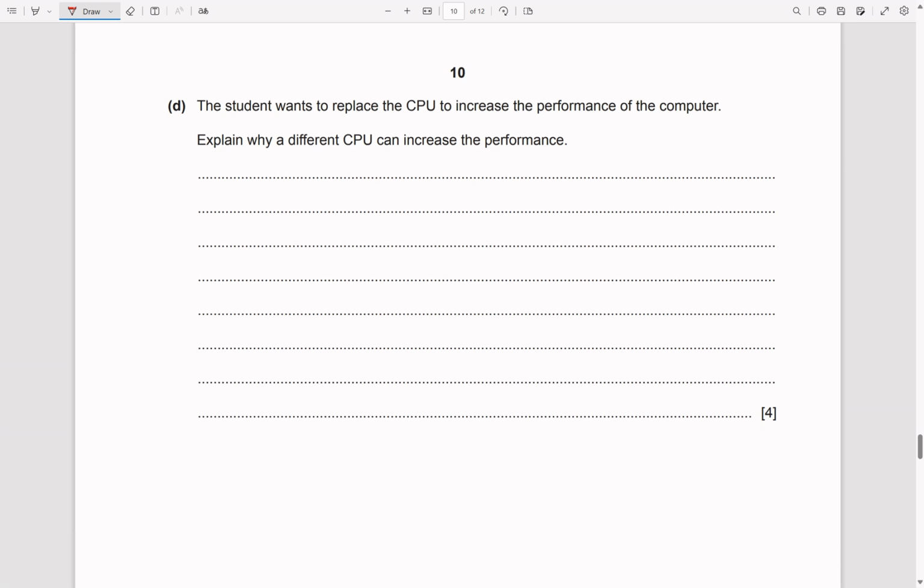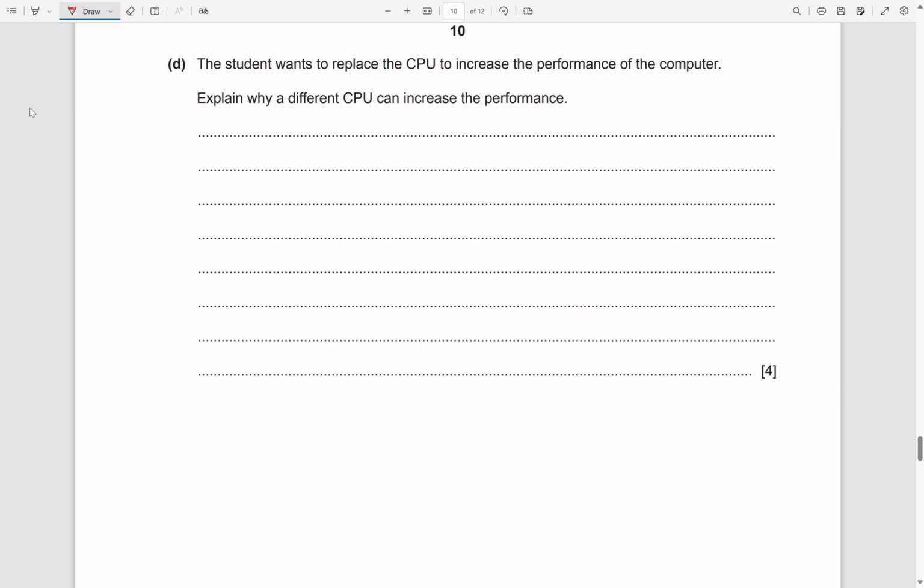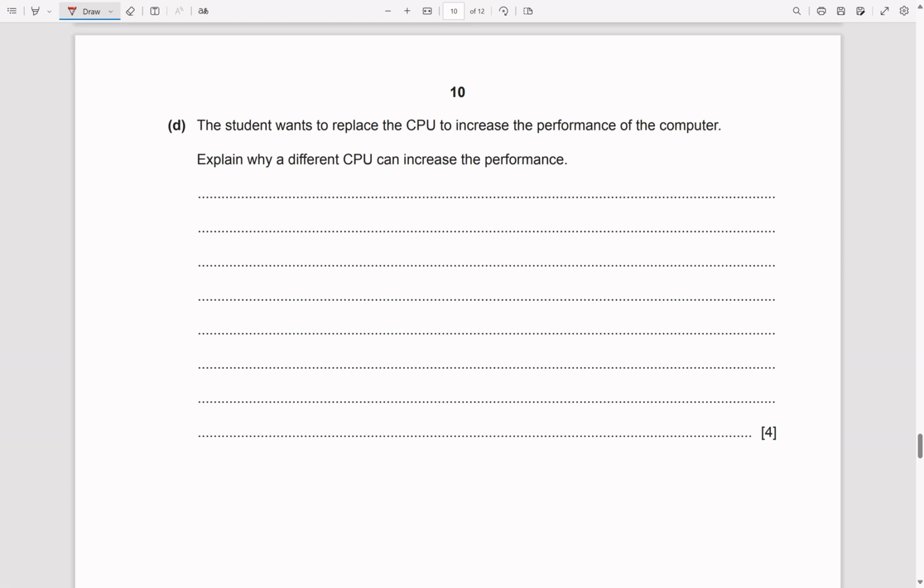The student wants to replace the CPU to increase the performance of the computer. Explain why a different CPU can increase the performance. So for these, I think they have three ways to increase the performance. One is increasing the cache, another is clock speed, and you can also increase the number of cores.